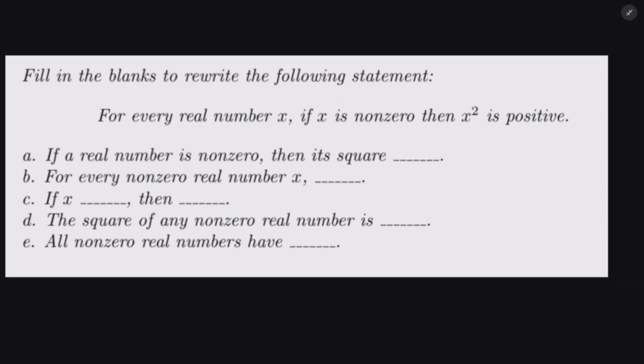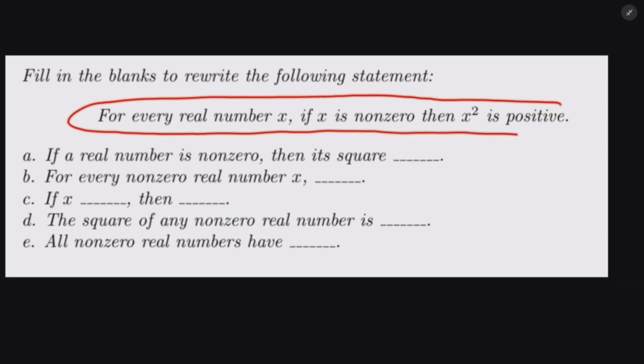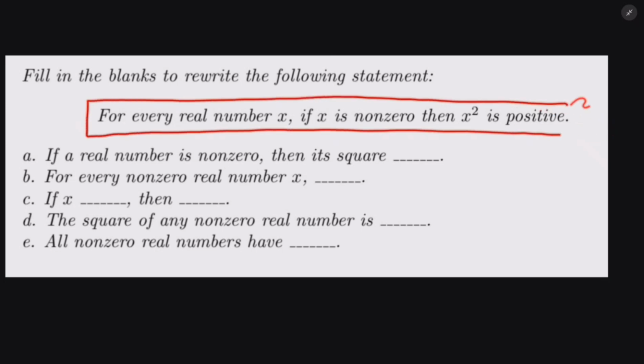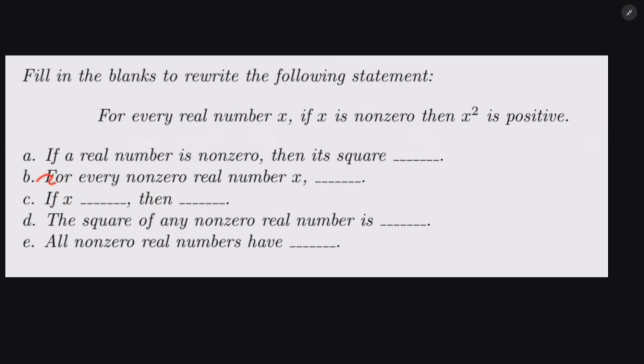This says that if we have such a statement, we can rewrite it in a different way. This statement says that for every real number x, if x is non-zero, it means that it can be negative and it can be positive, but it can never be zero, then x square is positive. That's the statement given in this question. The idea of this example is to rewrite this statement in a different way, which is given in parts A to E.